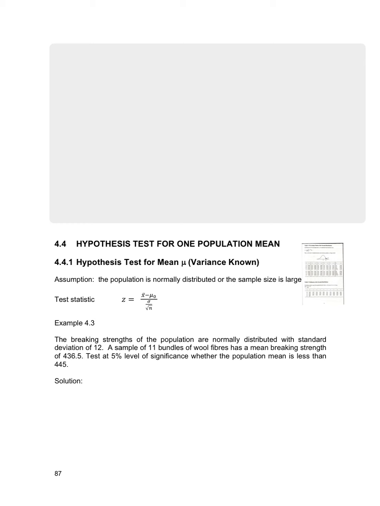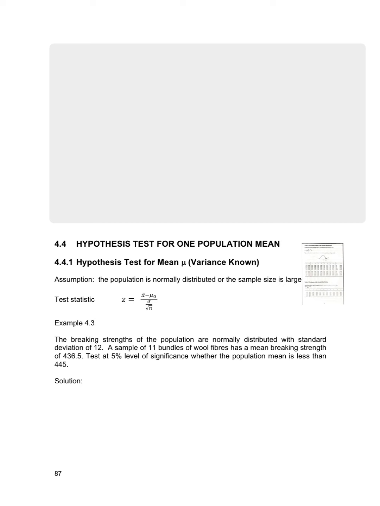Firstly, you should know the population variance. And then, when the sample size is large, we will use this test statistic, which is Z equals X bar minus mu naught over sigma over square root n. Don't forget here the formula uses sigma because we know the population variance.